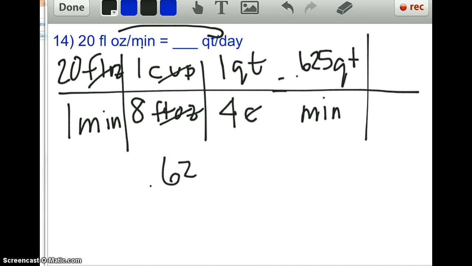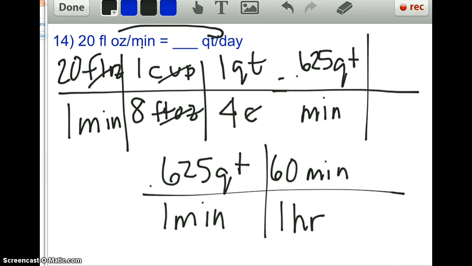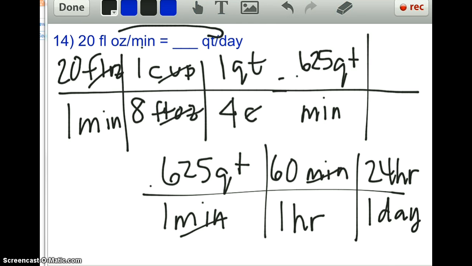So I'm going to rewrite this down here so that I've got a little bit of room. So I've got 1 minute down here. How many minutes in a day? Oh goodness, again, I'm not exactly sure, but I know that there's 60 minutes in 1 hour, and I know that there are 24 hours in 1 day. So do you see how I've got a minute on the bottom, minute on the top, hour on the bottom, hour on the top, and I would be left with quarts per day.